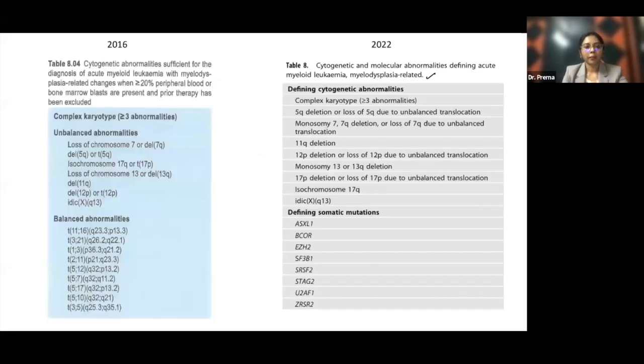So I put one table here. You can see 2016 cytogenetic abnormalities with AML with myelodysplasia related changes, and 2022. What they have done is include complex karyotype, three or more abnormalities, in the defining cytogenetic abnormalities itself. The other unbalanced abnormalities are the same, and they have introduced the new defining somatic mutations, which I had mentioned before.